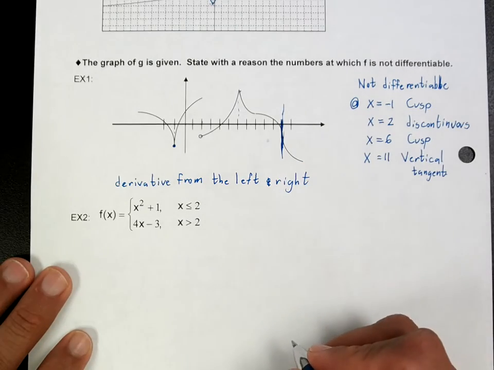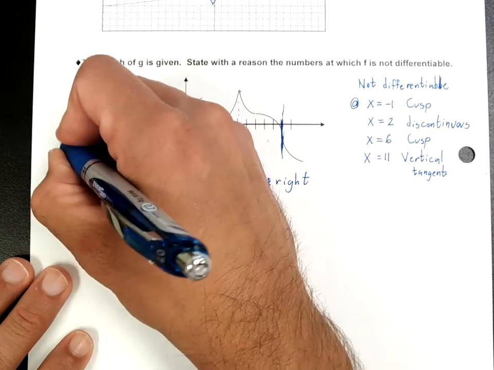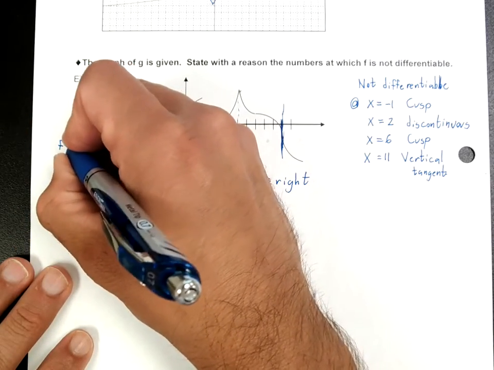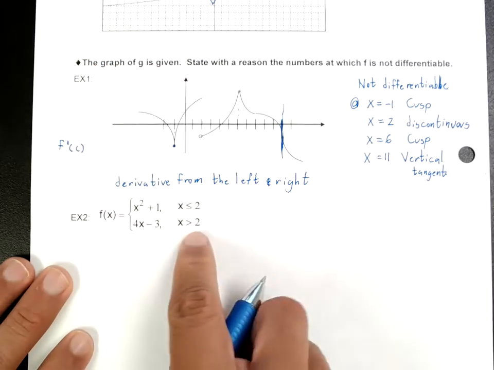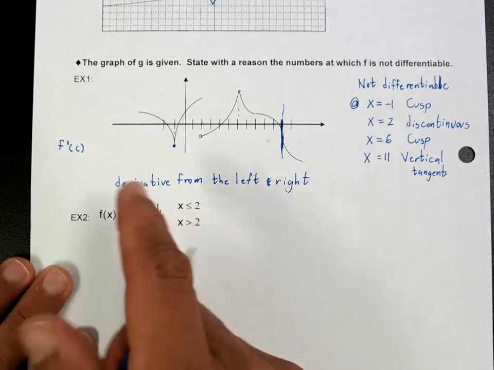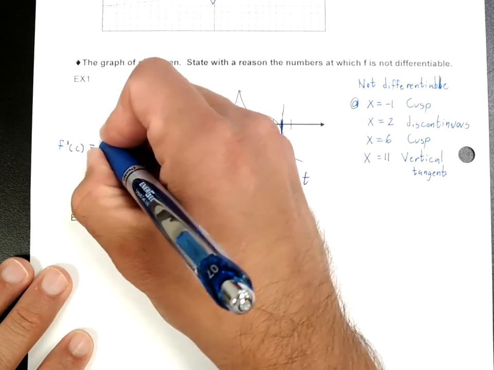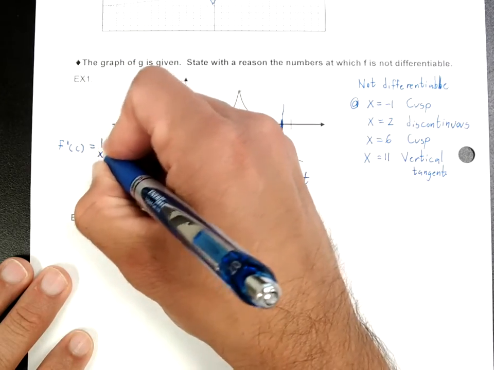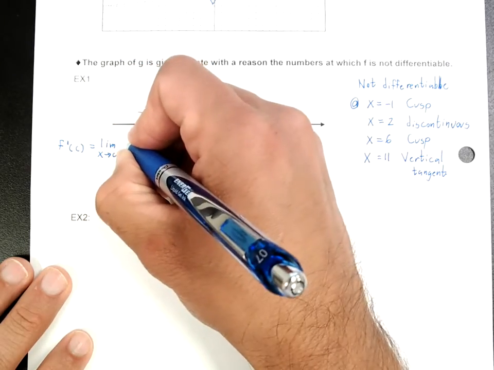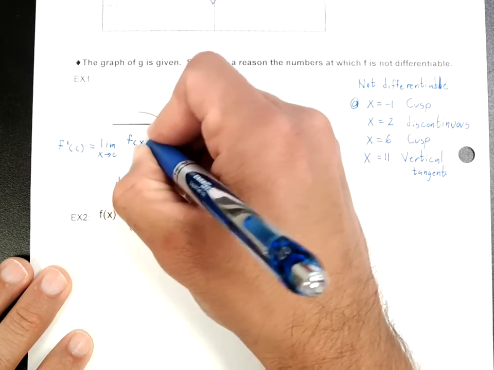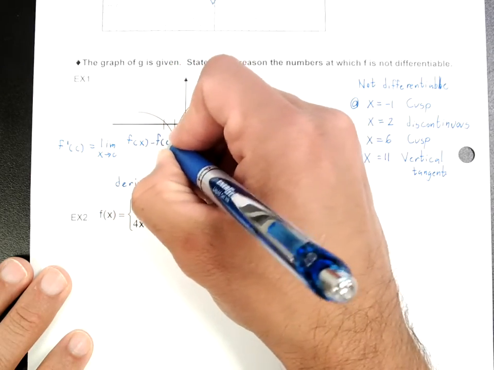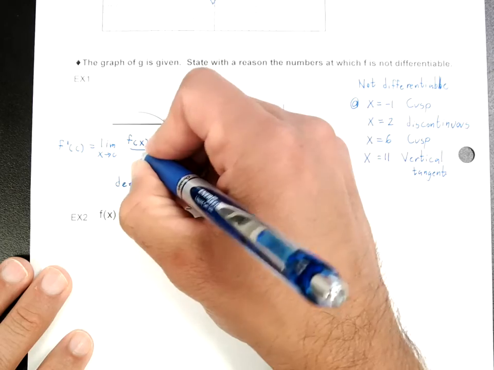Okay, so you're going to have to find that. Now remember, to find the derivative, we're going to have to use this formula. I'm going to write it up here so I have a little bit more room. So the derivative at a point, in this instance at x equal to 2, would be equal to the limit as x approaches c of f of x minus f of c, all over x minus c.